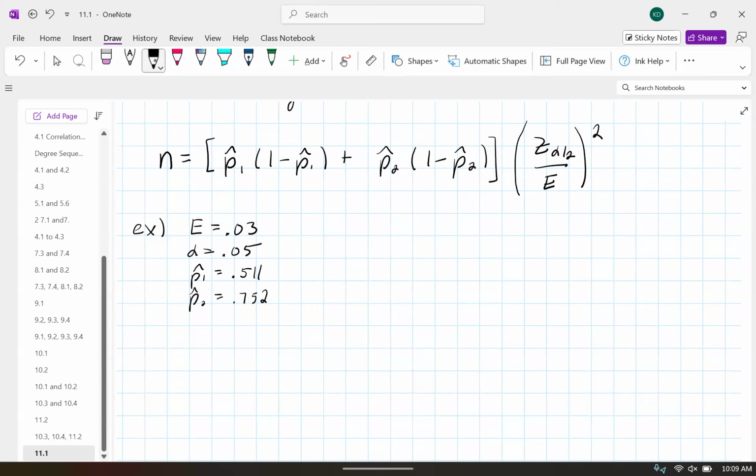Say we're given a group, we want within 3 percentage points, so 0.03. They say our alpha is 0.05, and they give us the two proportions, 0.511 and 0.752. So we would look up our Z alpha over 2. It's going to be 1.96. We've done that many, many times.